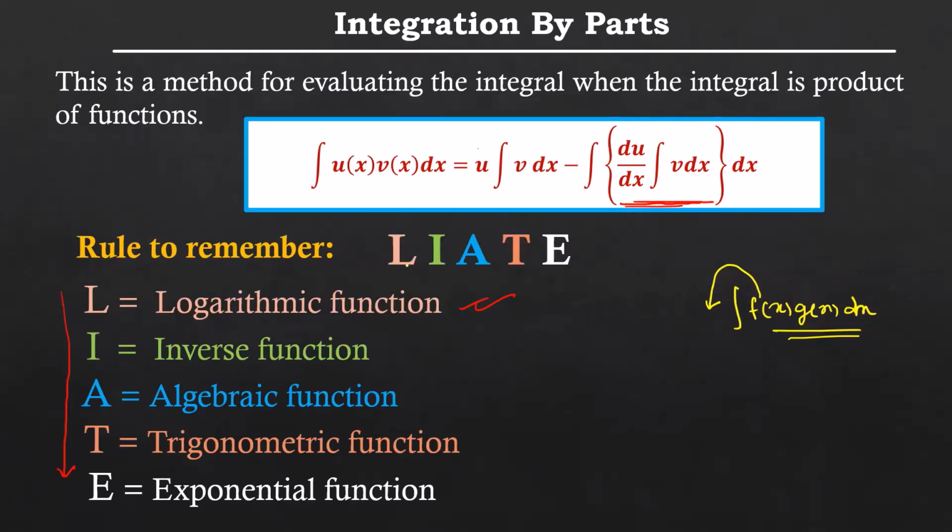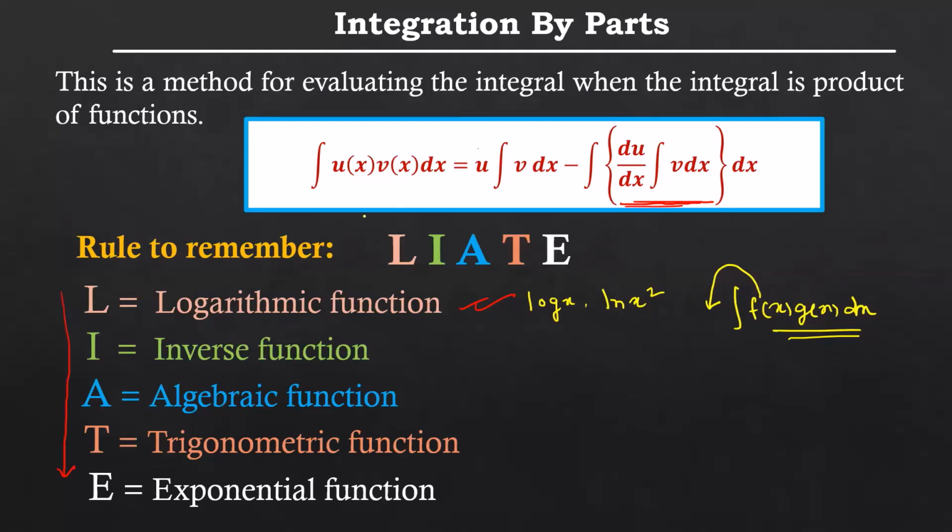That means logarithmic terms come outside first, then inverse terms, then algebraic terms, then trigonometric terms, and then exponential terms. This logarithmic term means any type of log of x, ln of x type term. Sir, I thought the rule was ILATE. No, actually, the term is LIATE. You can check that. I think some of the books consider these two. Yes, sir, this is LIATE.